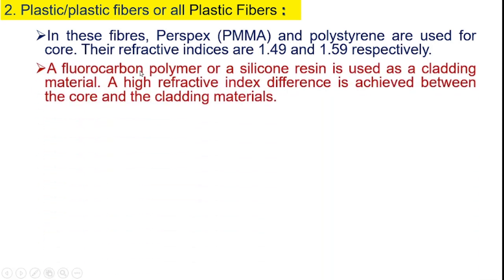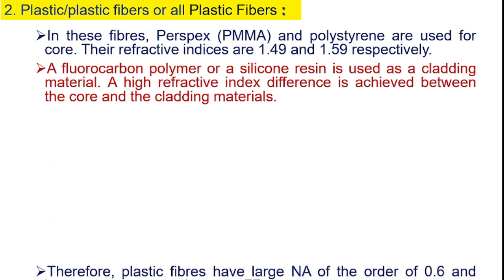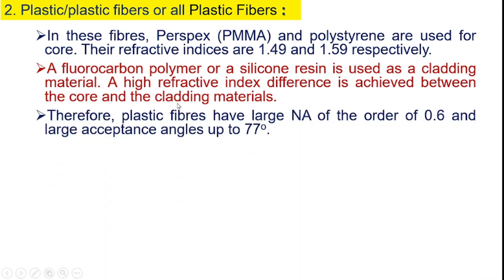और फ्लोरोकार्बन और पॉलीमर या फिर सिलिकॉन जो रेजिन है उसको हम क्लेडिंग मटेरियल के रूप में यूज करते हैं। A high refractive index difference is achieved between the core and the cladding material, और यहाँ पर जो कोर और क्लेडिंग मटेरियल जो यूज करते हैं उनके बीच में हाई रिफ्रैक्टिव इंडेक्स डिफरेंस प्राप्त होती है। Therefore, plastic materials have large numerical aperture of the order of 0.6 and large acceptance angles up to 77 degree.